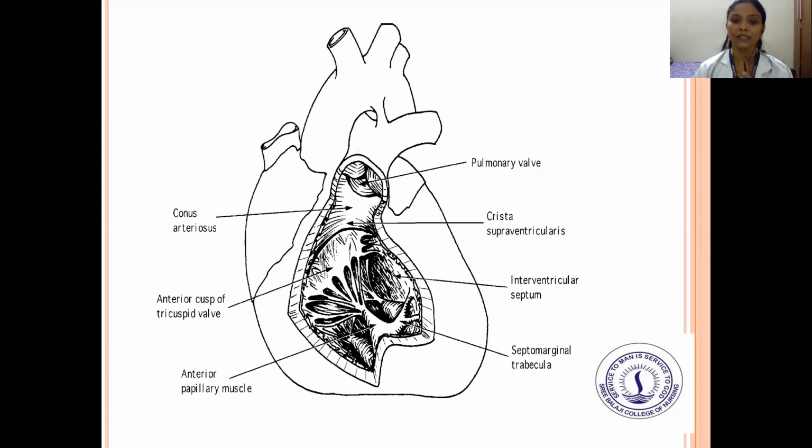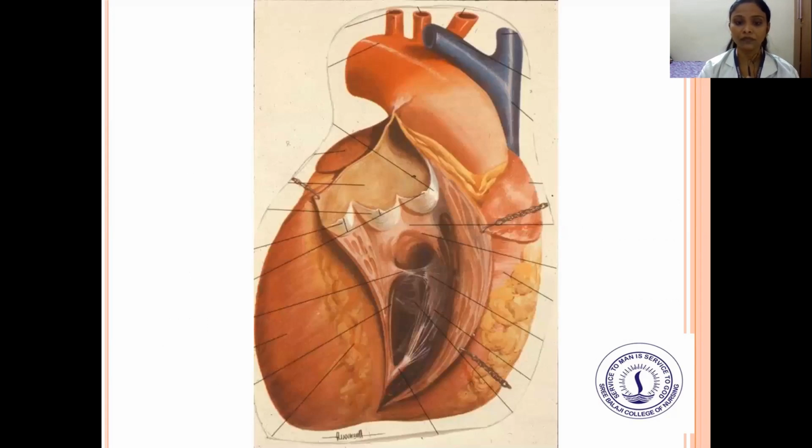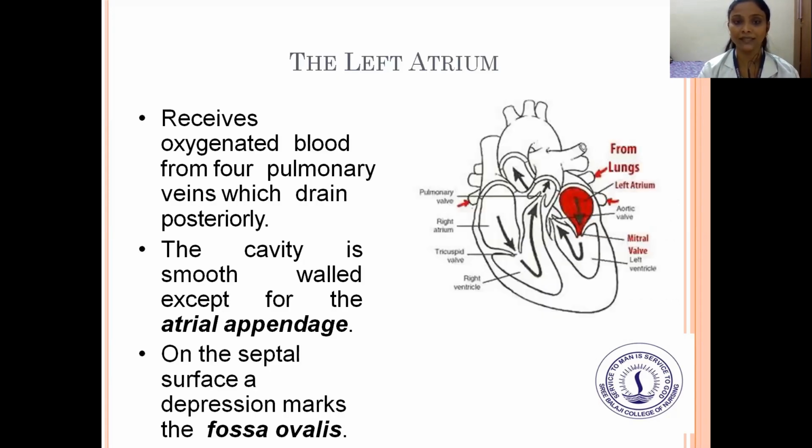So here you can see in this picture the interventricular septum, septomarginal trabecula, anterior papillary muscle, anterior cusp of the tricuspid valve. So you can see the connections of the heart chambers. So this picture also explains the same.